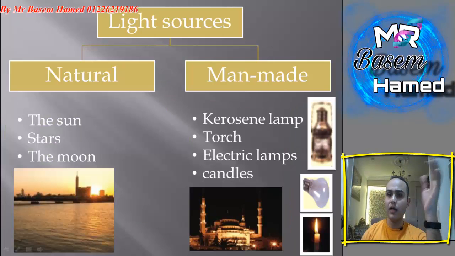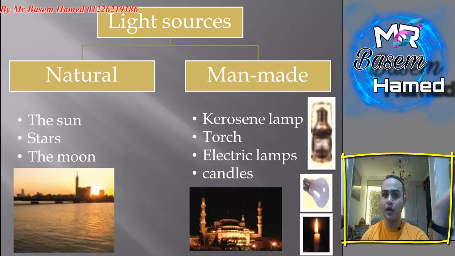We classify light sources into two classes. We have natural light sources like the sun, stars, and the moon. These sources are made by God, but we have man-made or artificial sources of light like the kerosene lamp, torches, electric lamps, and candles. So you can ask yourself now, what are the light sources? We have two sources of light, natural sources and man-made sources.